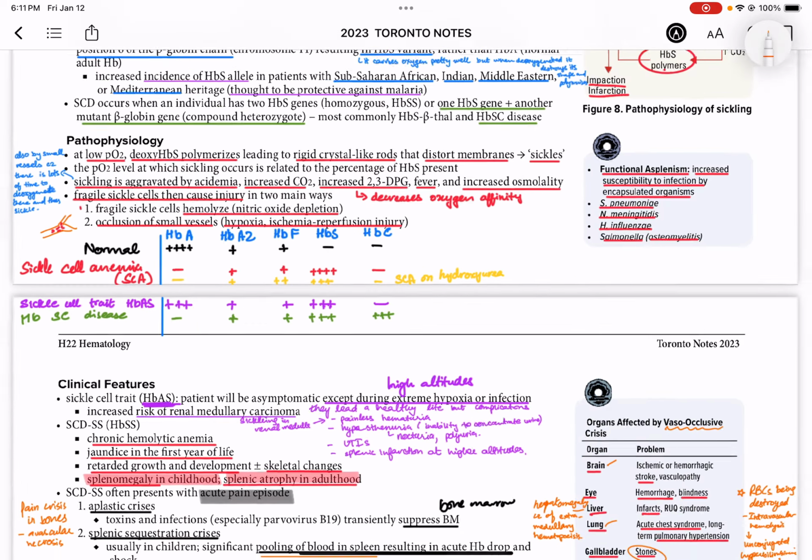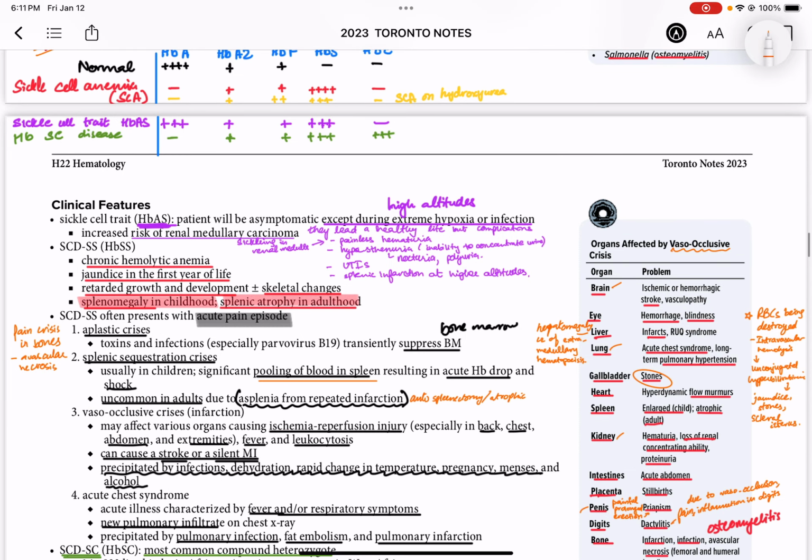Okay, moving forward, talking about the clinical features. So now I'm gonna divide hemoglobin SS. Over here we have sickle cell disease, hemoglobin SS, and over here we have sickle cell trait, in which it's not hemoglobin SS. It's a compound heterozygote. It has hemoglobin A also, and it has hemoglobin S. So it is a compound heterozygote, right?